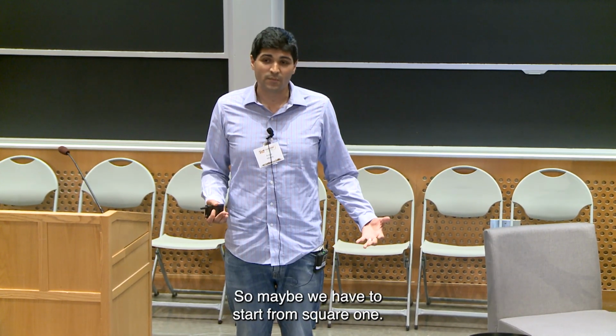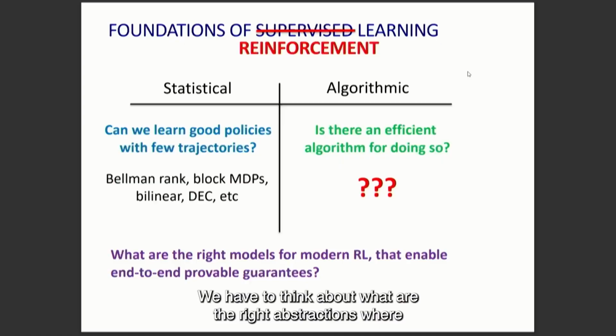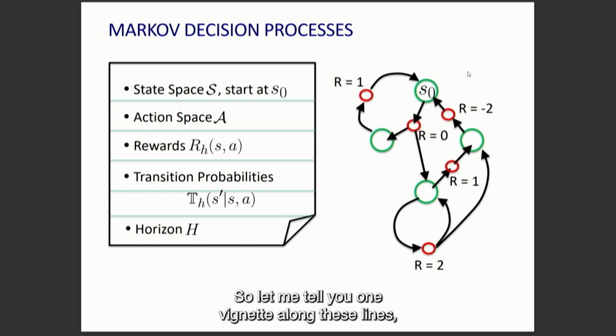So maybe we have to start from square one. We have to think about what are the right abstractions where we can have our cake and eat it too. So let me tell you one vignette along these lines. That's all I have time for.